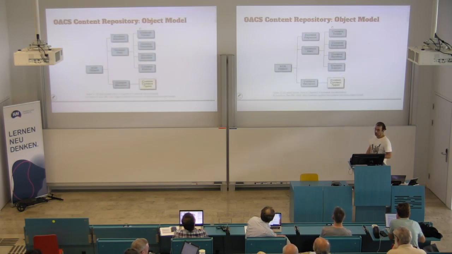So we were potentially using ACS objects, content types, CR items, and CR revisions. Both are the data models of a content type package, the ACS Content Repository.